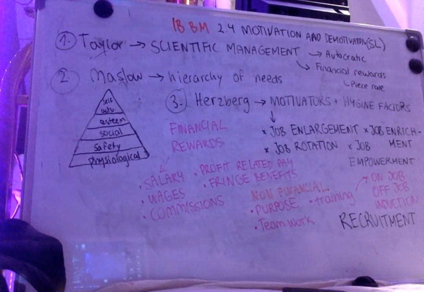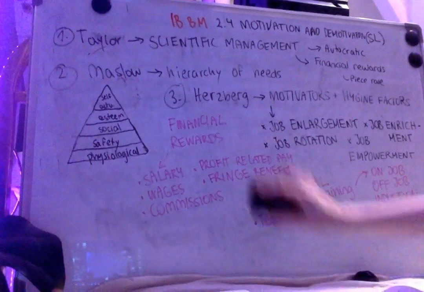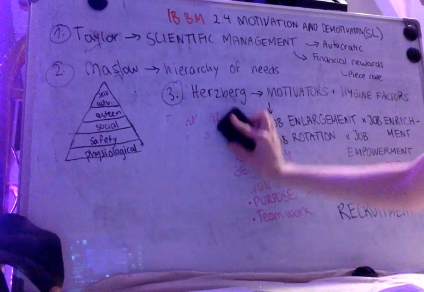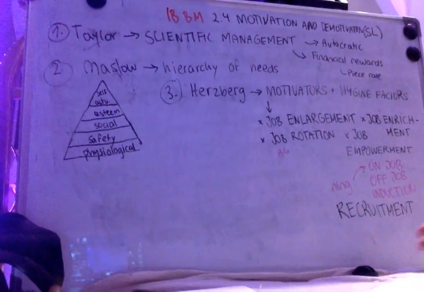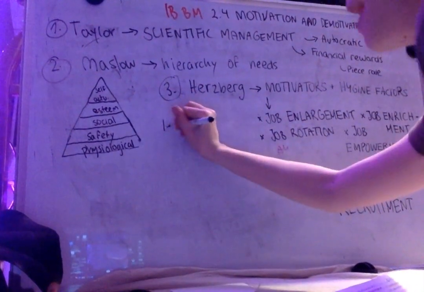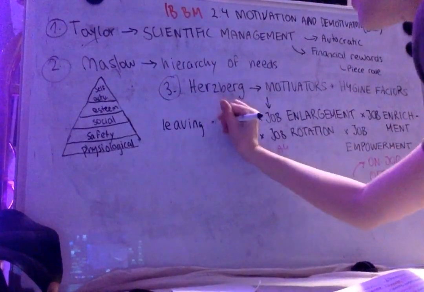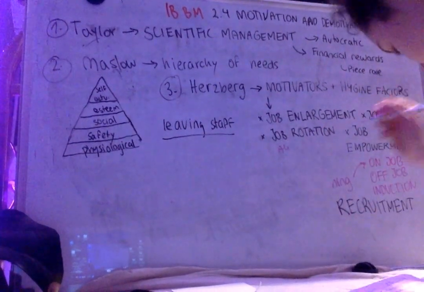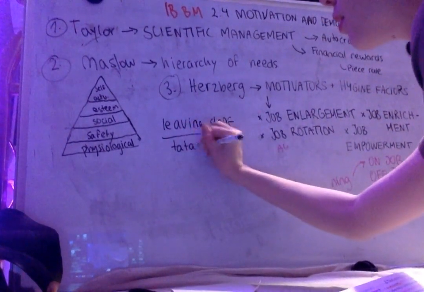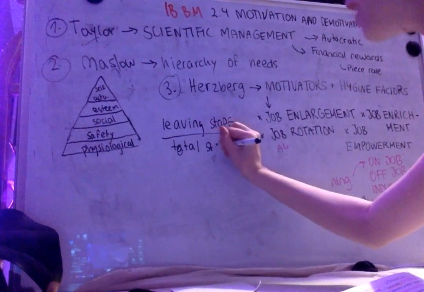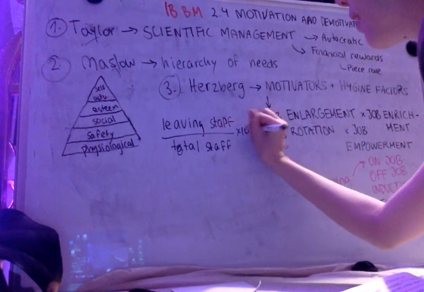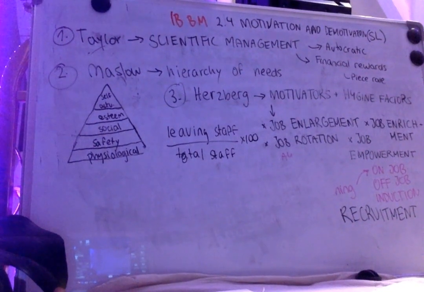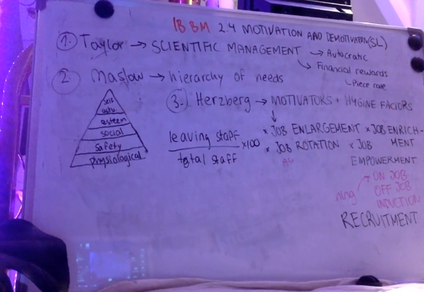And lastly, we have one equation, and that is for the labor turnover rate. And I'm just going to write it down. It is the leaving staff divided by the total staff times 100.